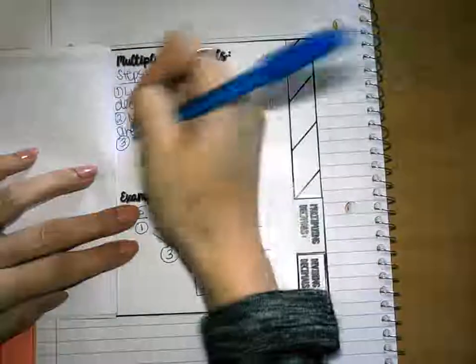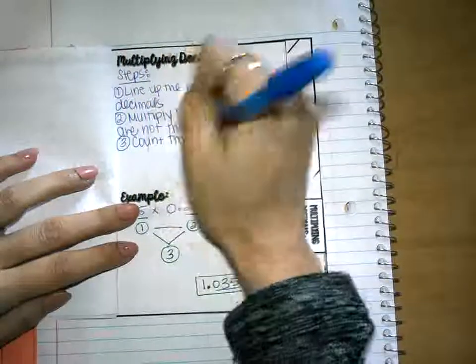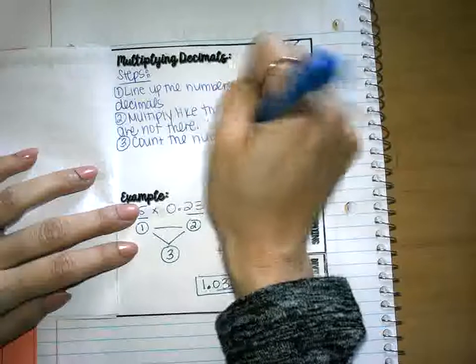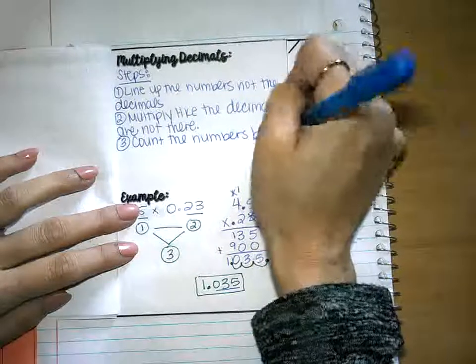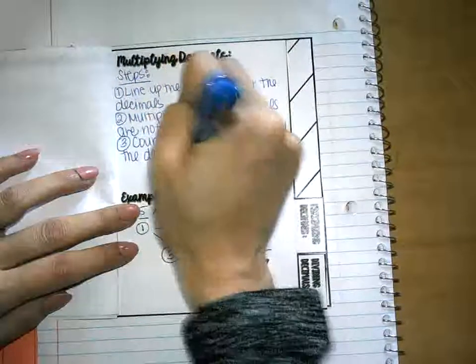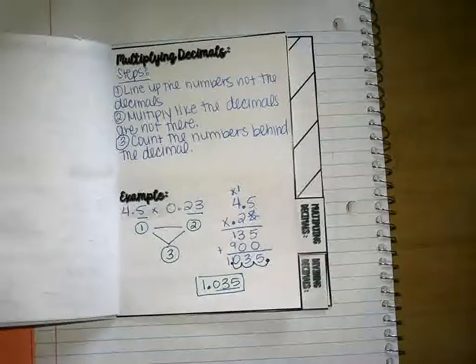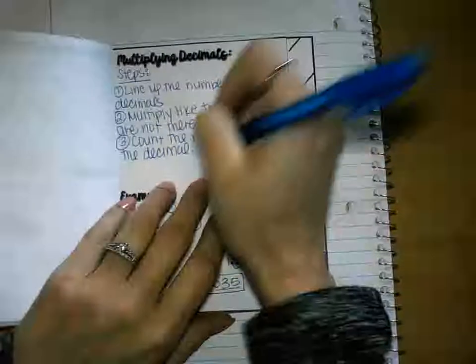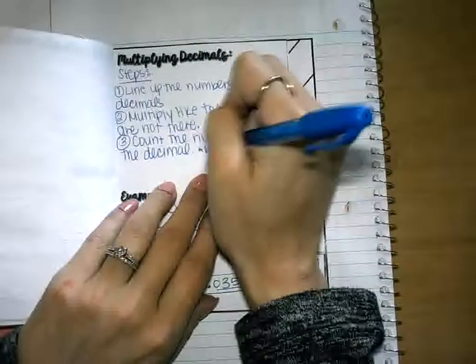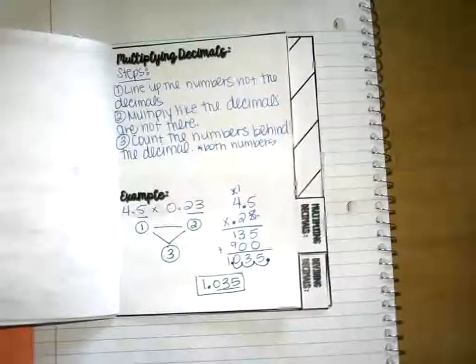So let's write down step 3. Step 3 is count the numbers behind the decimal. You gotta count the numbers behind the decimal. In this case, there were 3. You have to count it on both numbers. So let's write that down. Both numbers, not just one. It has to be on both of them. If you only count them on one, you will get it incorrect.